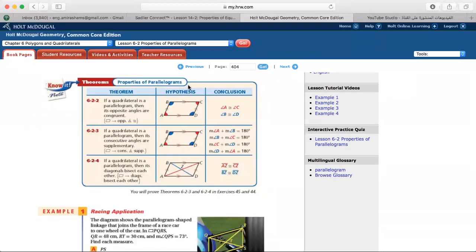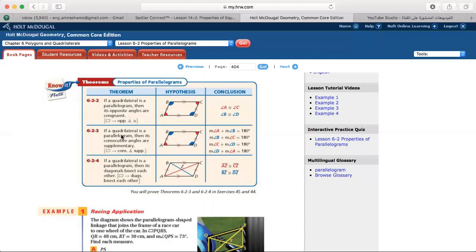Properties of parallelograms. If a quadrilateral is a parallelogram, then its opposite angles are congruent. If I have a parallelogram, then the two opposite angles are congruent, like angle A and C, they are congruent, angle B and D, they are congruent.